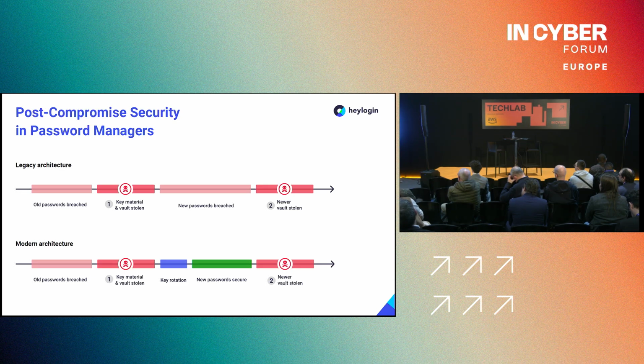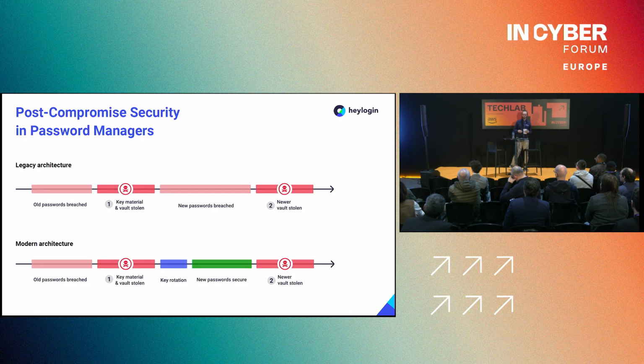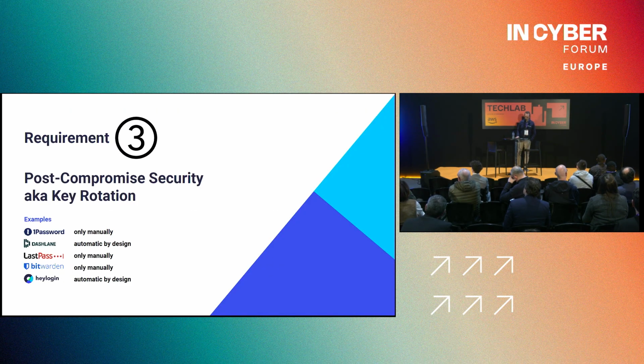In a modern architecture, we want to have post-compromise security. So again, like in modern messaging protocols, there should be some point of healing where the cryptographic keys to encrypt and decrypt the vaults are rotated. And if that's done, all the new passwords you store inside the password manager are secure again. So yeah, it's a little bit of an interesting property. I like it. You can do a lot of philosophical talk about how that actually happens. But it's an interesting requirement you can have.